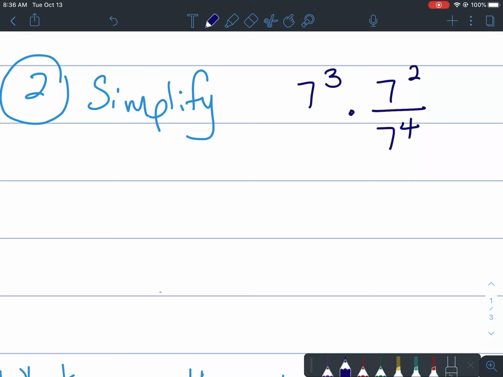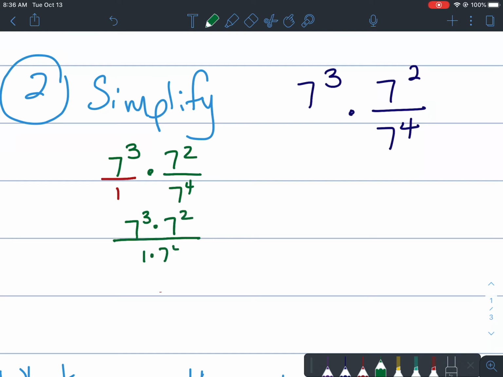This one, some people had trouble with. You could do this two ways, so I'm going to show you both ways. One way is to write that first number as a fraction, right? Any number can just be written as over 1. So now we can actually multiply across. We can do 7 to the third power times 7 squared, all over 1 times 7 to the fourth.